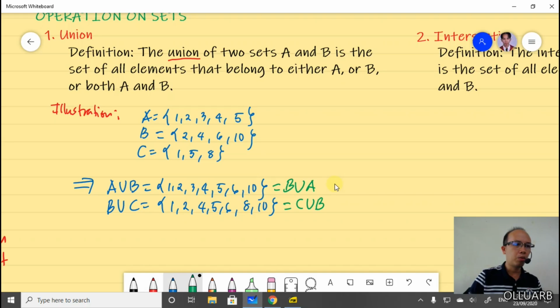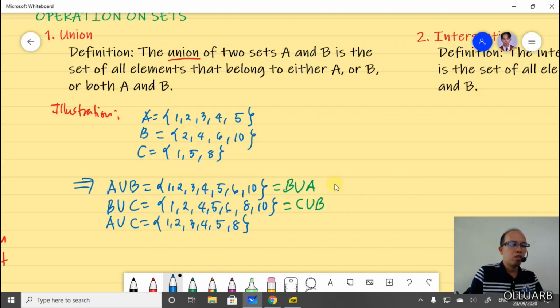Okay, another one: if you want to get the union of A and C, then this is equivalent to 1, 2, 3, 4, 5, and 8. So you are not going to repeat the elements twice. That's what we mean by a union.